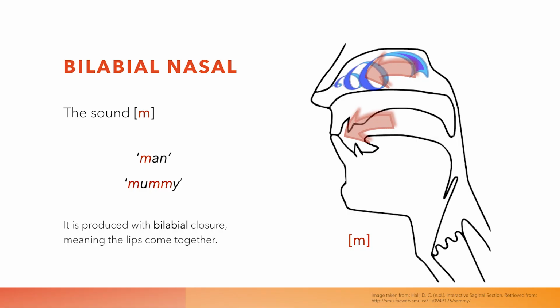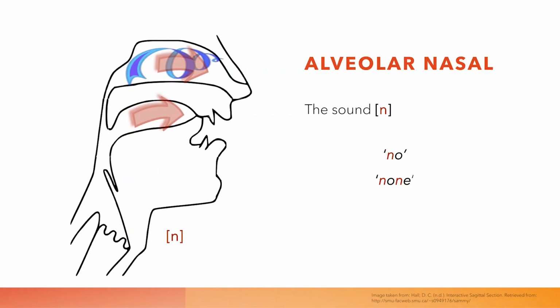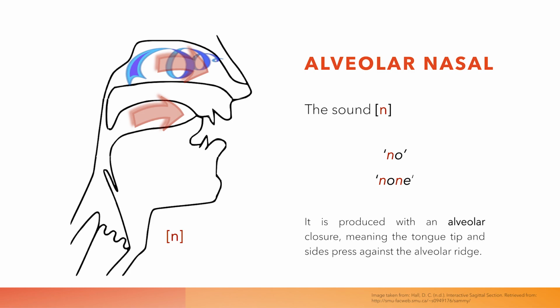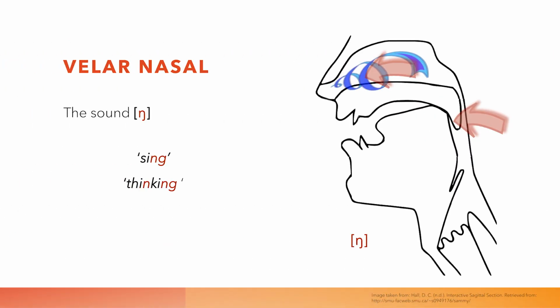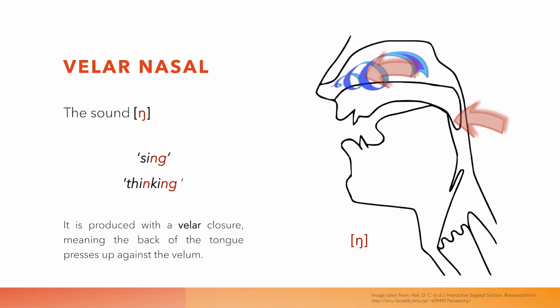the lips come together; n as in no or none, produced with an alveolar closure, meaning the tongue tip and sides press against the alveolar ridge; ng as in sing or thinking, produced with a velar closure, meaning the back of the tongue presses up against the velum.